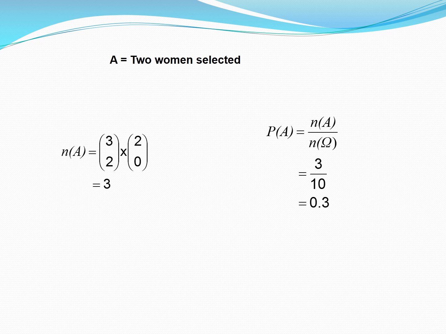So the total number of ways in which the women can be selected is 3. So our probability will be 3 over 10. So we have a probability of 0.3.